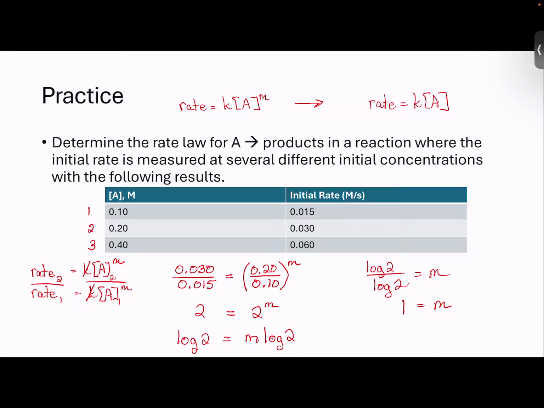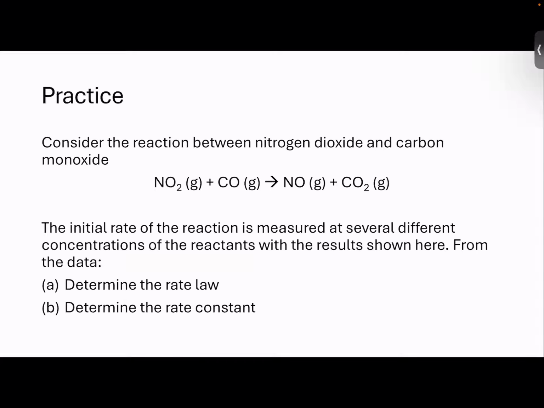Questions about this problem? Okay. Consider the reaction between nitrogen dioxide and carbon monoxide to form nitrogen monoxide and carbon dioxide. I give you the initial rates on the next page. We're asked to determine the rate law, and we're asked to determine the rate constant.